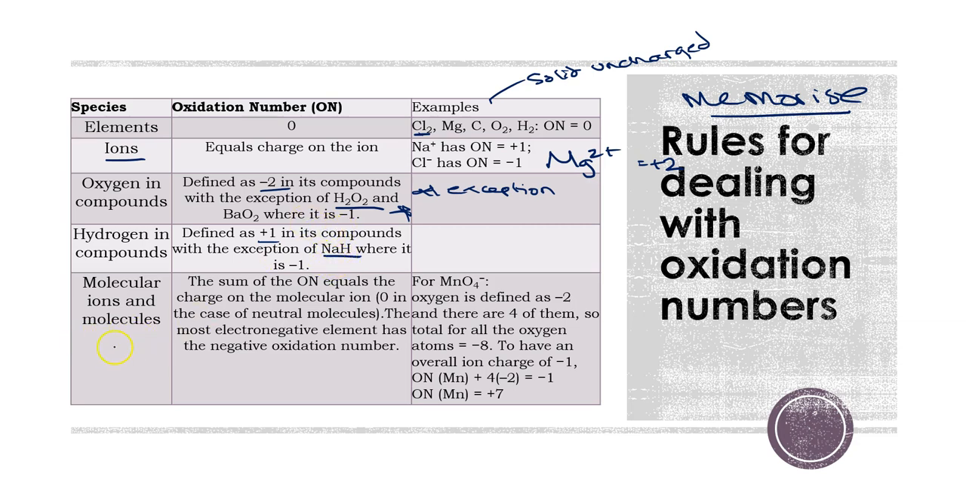When we have molecular ions and molecules, so things like SO4 2- or CO2, where we don't have clear ions and we don't have rules for all the elements, we need to use some simple algebra to calculate them. Okay, so we need to take the ones we do have a rule for and then work out the ones that we don't. So let's have a look at a couple of examples of those.